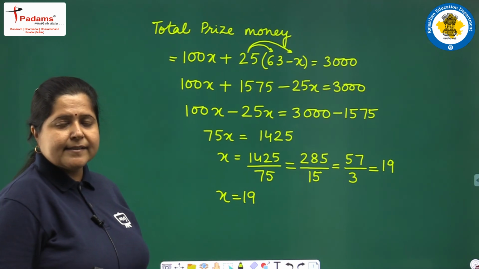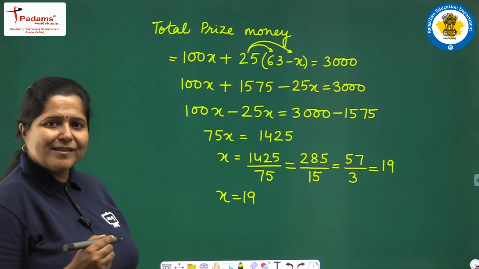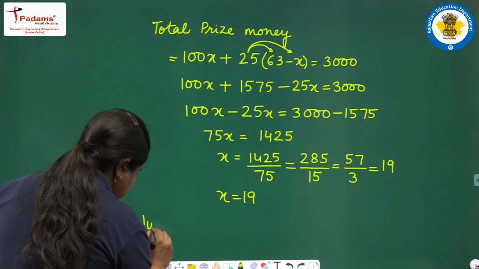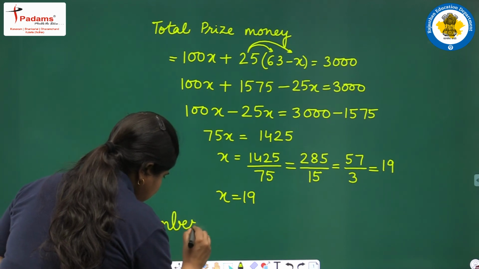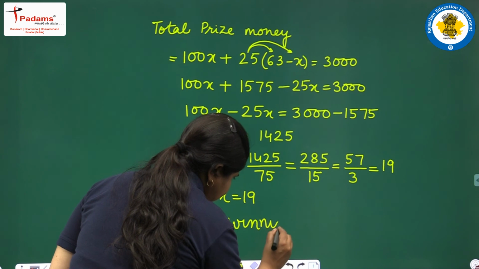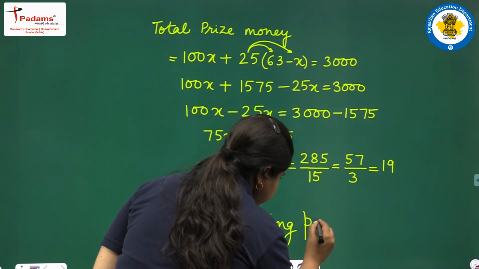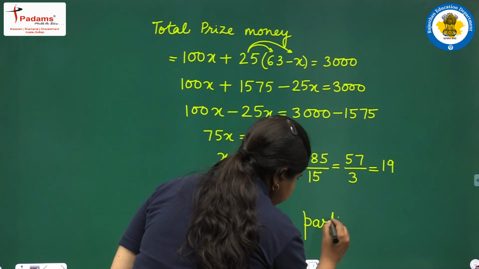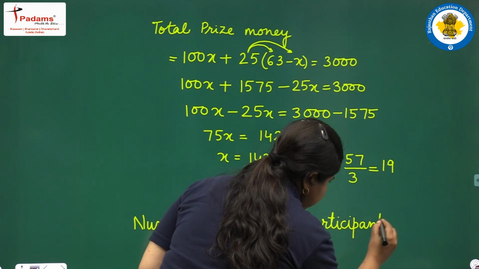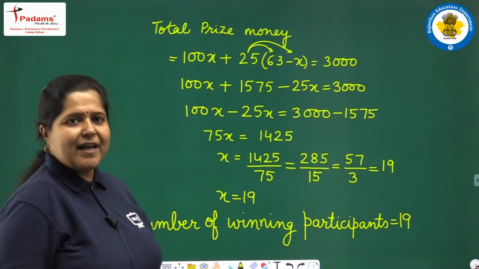And what was x? The number of winning participants, and that was asked in the question. So we get the answer, number of winning participants is equal to 19. So this was your last question.